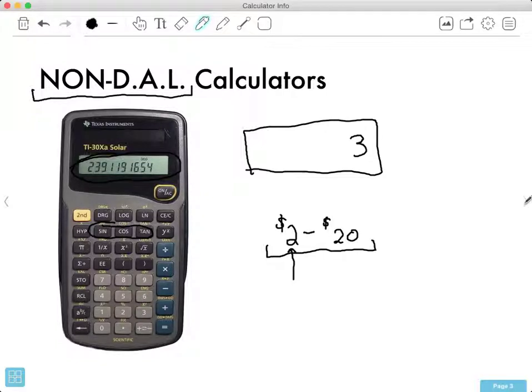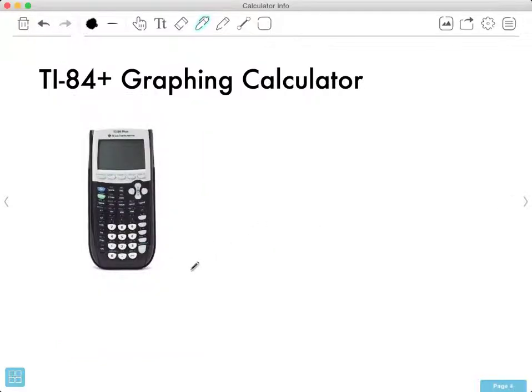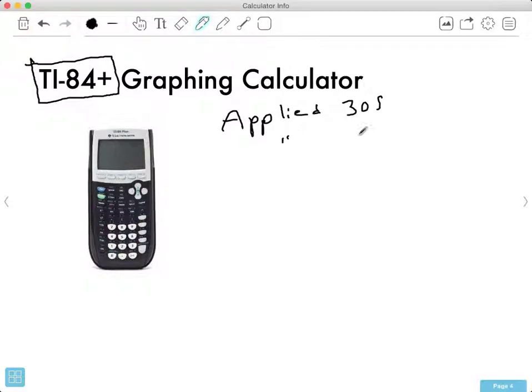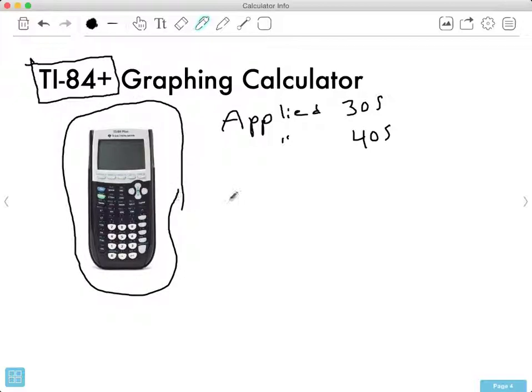The last kind of calculator that's an option for people is a graphing calculator. In this video, we're specifically referring to a Texas Instruments TI-84 Plus graphing calculator. This is the calculator that is used in two courses at high school, Applied Math 30S and Applied Math 40S. You will need one of these calculators if you're taking Applied Math. However, they're very expensive. They run about $130 if you can't find it on sale.